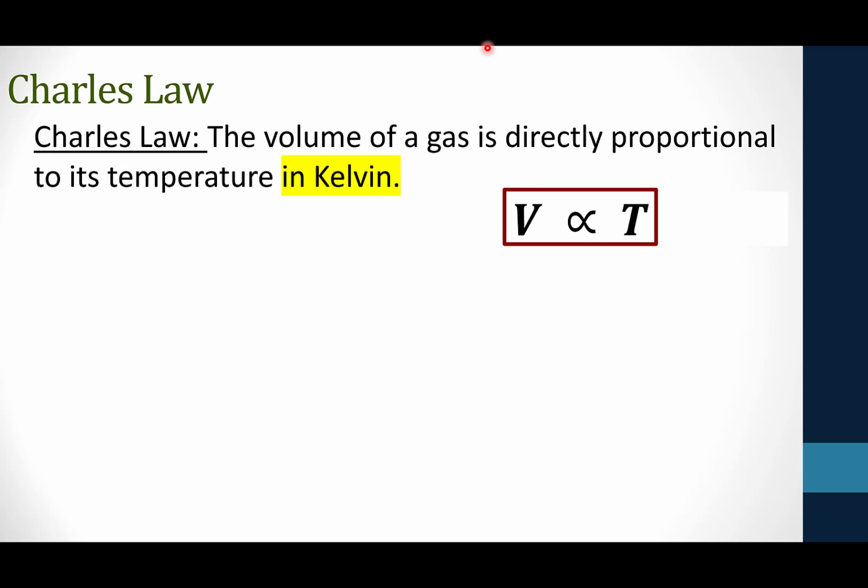That's going to be important. So again, here's our mathematical symbol of the same statement. The fishy symbol is "proportional to," and we have volume and temperature proportional to one another. All that means is that when volume increases, temperature is going to increase as well, or if temperature decreases, volume is also going to decrease. It's just a direct proportionality between those two. And what do I have highlighted in bright yellow? Yeah, the temperature has to be in Kelvin.